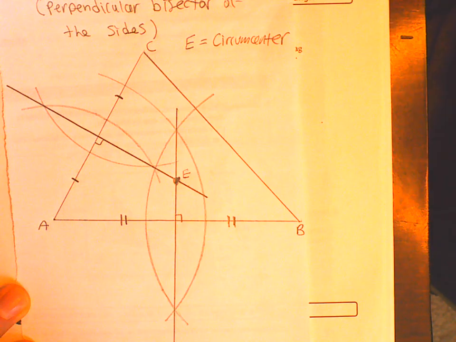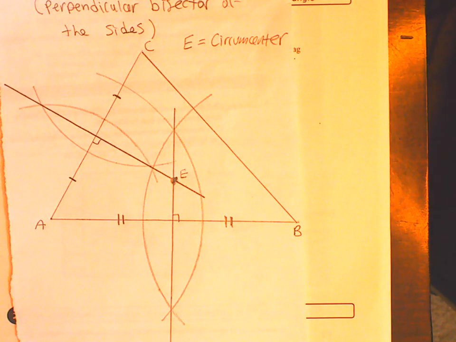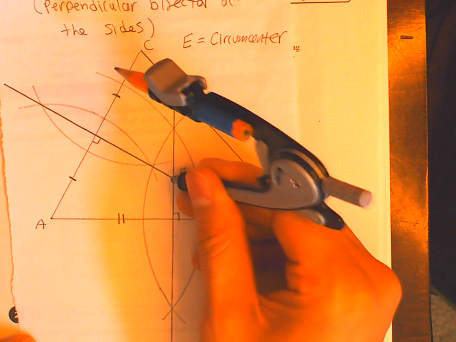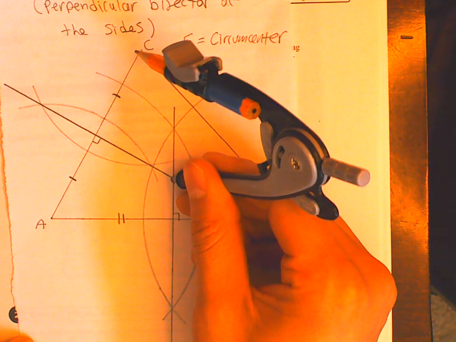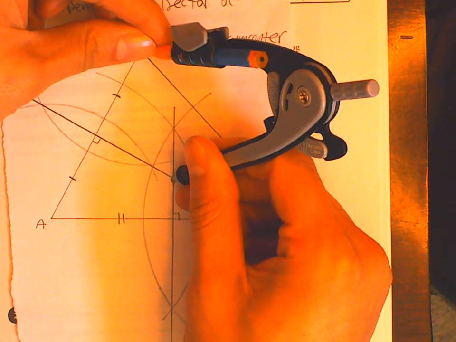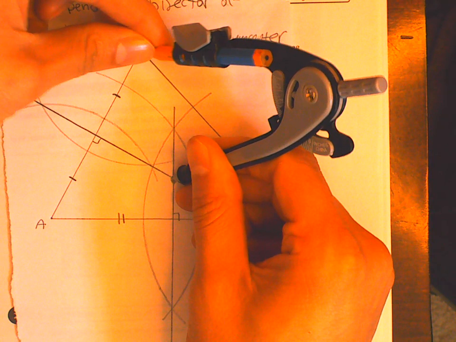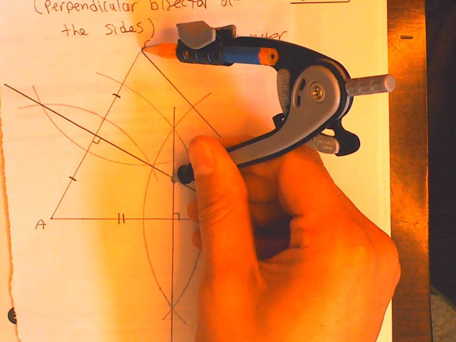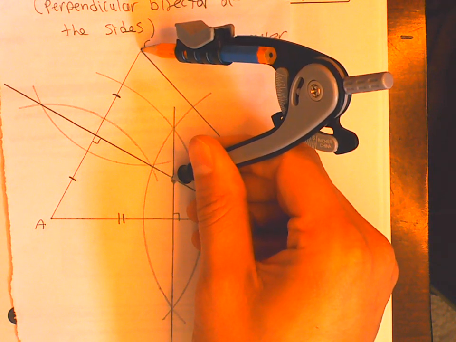So what's so special about the circumcenter? Well, here's the fun part. I want you to put your compass on E, and open it up to the distance to one of the vertices. It doesn't matter which one. From here. Now check this out.